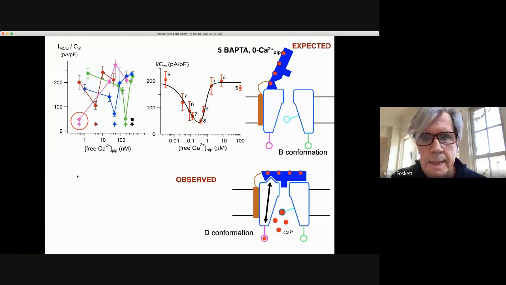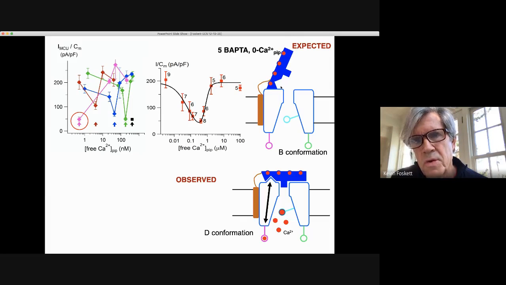That model can account for the data except for this data point here in the presence of very high concentrations of BAPTA. What we expected was, because we have to record with high calcium concentrations in the pipette in order to record sufficient current densities, we expected MCU, MICU1, MICU2 to be fully liganded, all of these sites to be unliganded. We expected the channel to be open, and yet it was inhibited. It was behaving as if the inhibitory site was liganded.